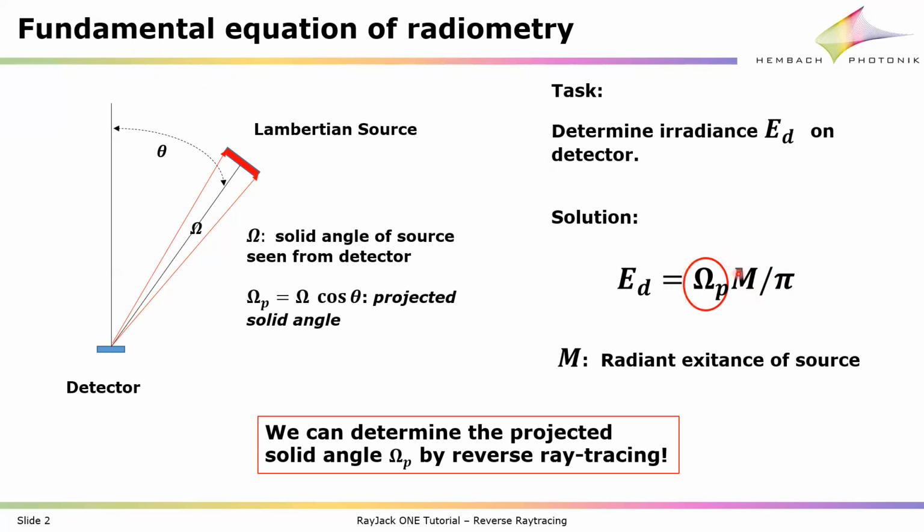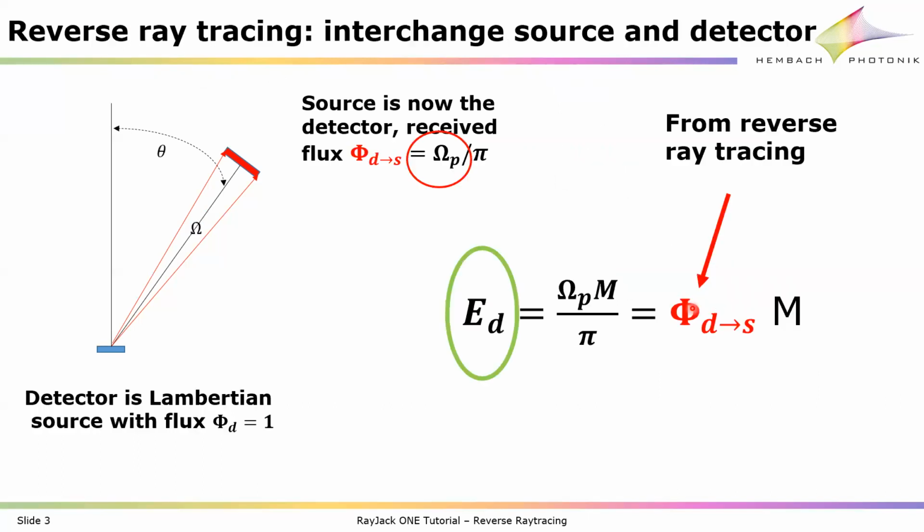Now it's only a matter of determining this quantity, this projected solid angle, and we will do that by reverse ray tracing, which means an interchange of the roles of source and detector. In reverse ray tracing, the detector is made a light source, a Lambertian light source with a flux 1. And the source is now made a detector, and it receives a flux phi ds.